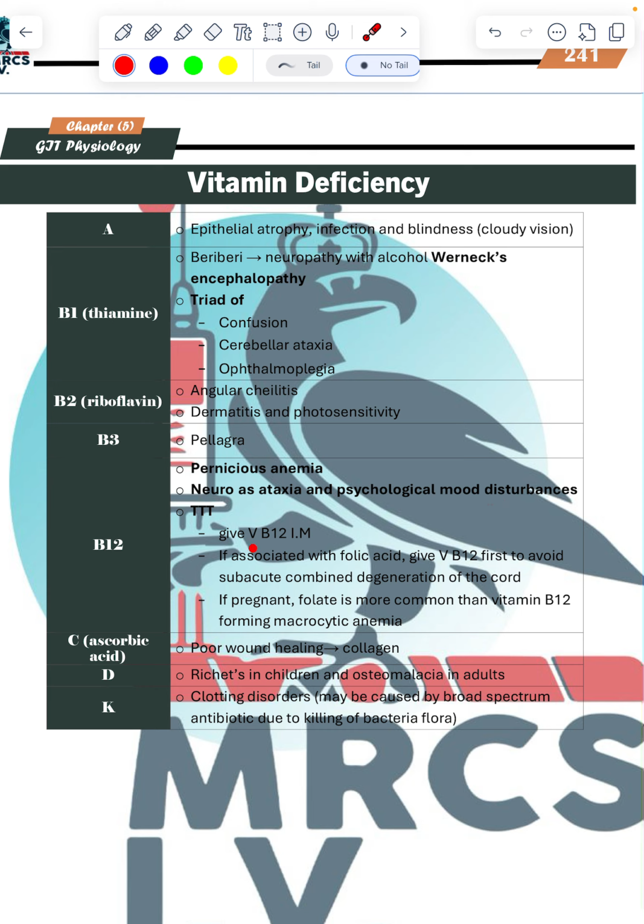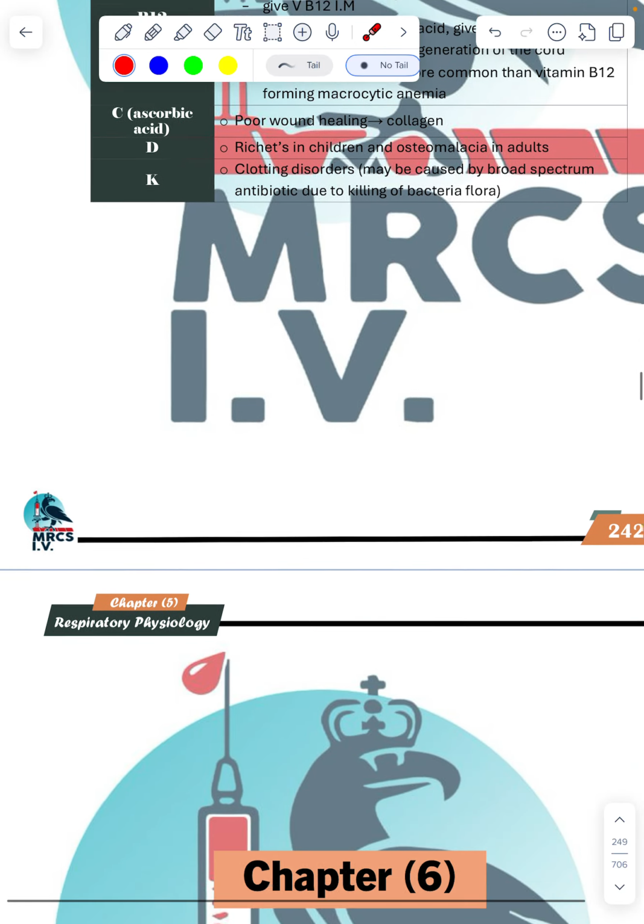Treatment is vitamin B12 intramuscular, and vitamin B12 has to be given with folic acid. In a pregnant patient, folic acid is given. Vitamin C is required for wound healing. Vitamin D deficiency causes rickets in children and osteomalacia in adults. Vitamin K deficiency causes clotting deficiencies.